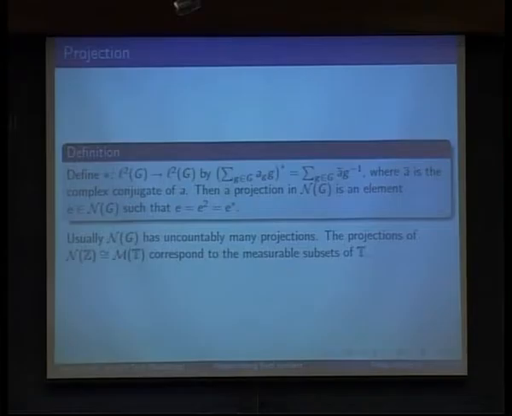You also have an involution from L2 of G to L2 of G. Take sigma a_g g to sigma a-bar_g g inverse, where a-bar is the complex conjugate of a. Then a projection in N of G is a self-adjoint idempotent. In other words, an element e such that e equals e squared equals e star. Usually N of G has uncountably many projections, and in the case of the group von Neumann algebra of Z, the projections just correspond to the measurable subsets of T.